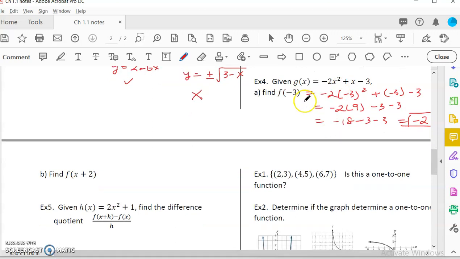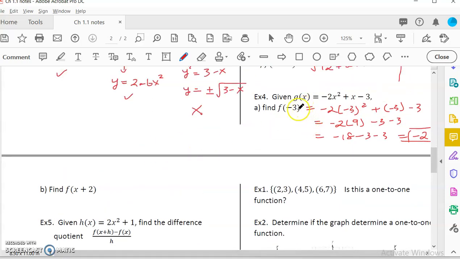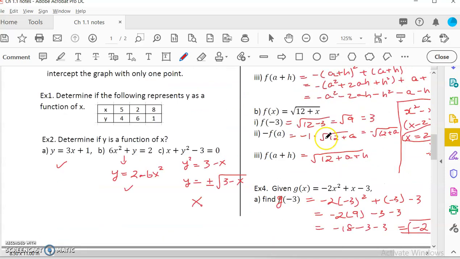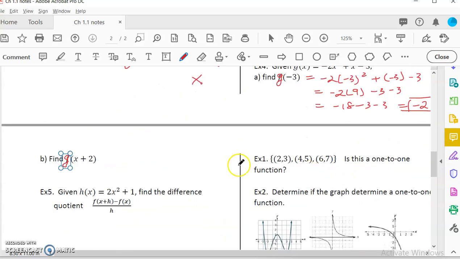Oh, this is a g, so this should be g of -3. It's a typo. I meant to say g, otherwise it's a different function.